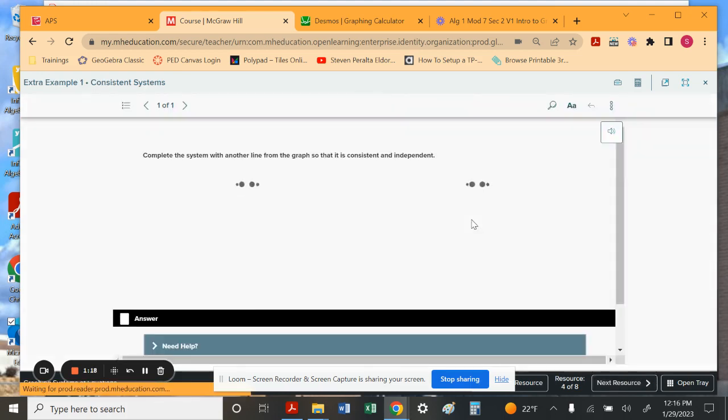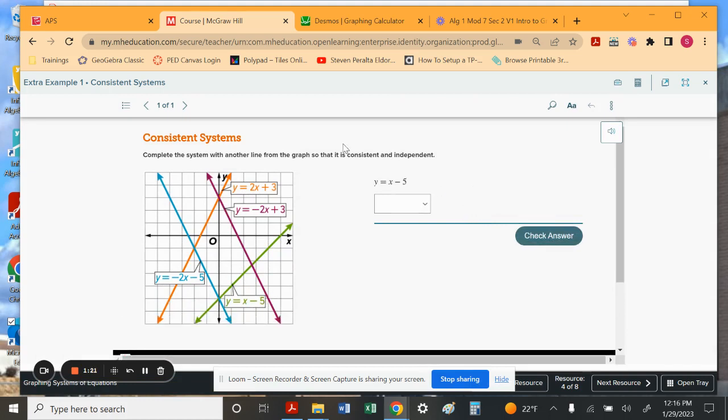So we're going to go right to the next one. Notice in this case we're trying to find an equation that goes along with this one, y equals x minus 5. You'll notice that x minus 5 is this line right down here, this bottom line, and I think it's green. But we want to know which other lines are consistent and independent with this line, which means where do they cross at only one point. So notice y equals 2x plus 3 crosses right here. That means this equation and this equation are consistent and independent.